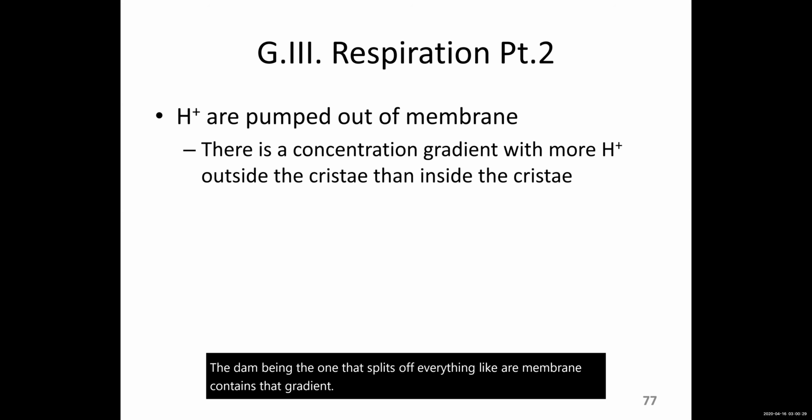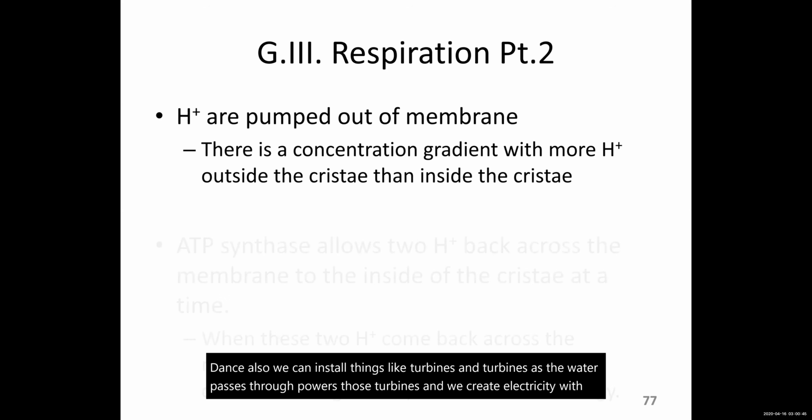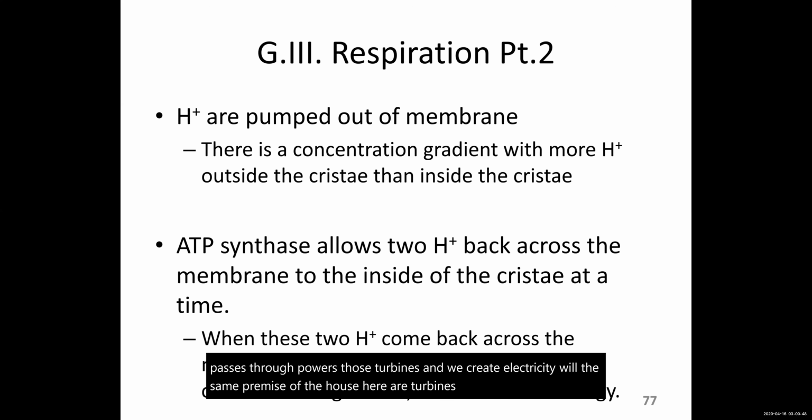And then ultimately, as we allow some of that water to pass through, just like we would use in dams also, we can install things like turbines. And turbines, as the water passes through, power those turbines and we create electricity. Well, the same premise happens here. Our turbines are proteins called ATP synthetases or ATPases, or ATP synthetases, I'm sorry. And so these little turbines, these synthetases, allow some of those protons to go through, powering that protein to create ATP. So let's look at this visually.